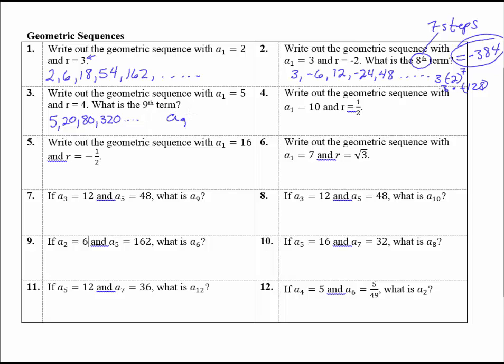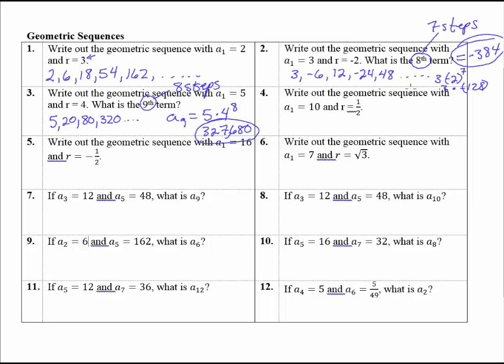So a sub 9, that means we're going to start out with 5 and take, make sure you realize that, that's 8 steps from the first guy. That's how you get to the 9th term, is by starting with the first one and taking 8 steps. So we're going to times 4 to the 8th power. Now that's a huge number. Punch it in that calculator and you should have 327680. That is the 9th term.